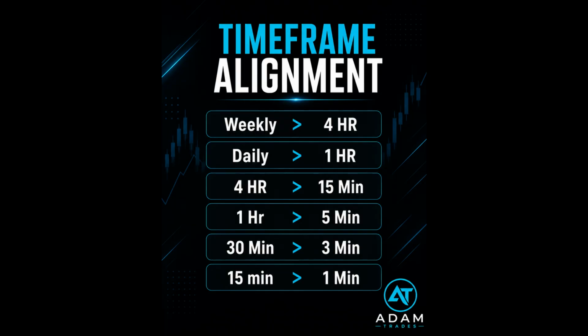So these are the time frame alignments. Again, the highest one is for the bias. Middle one, you're going to find the structure. And then the lowest time frame is where you're actually going to be entering from. So now let's go into the charts and I'll show you some examples of what this looks like.